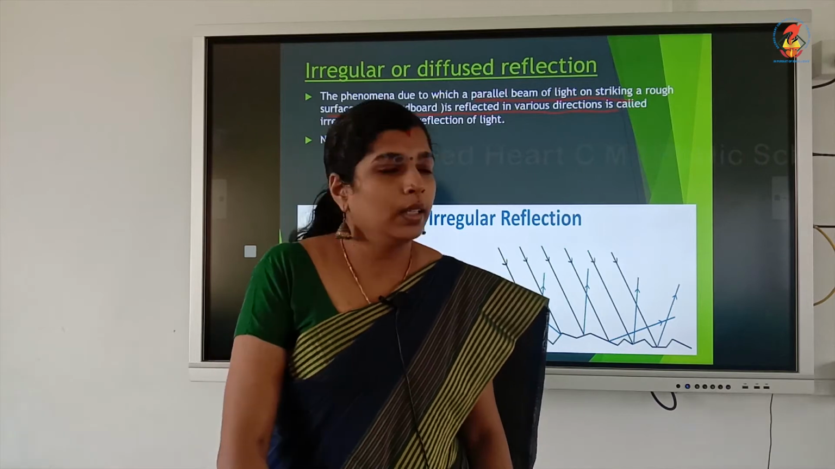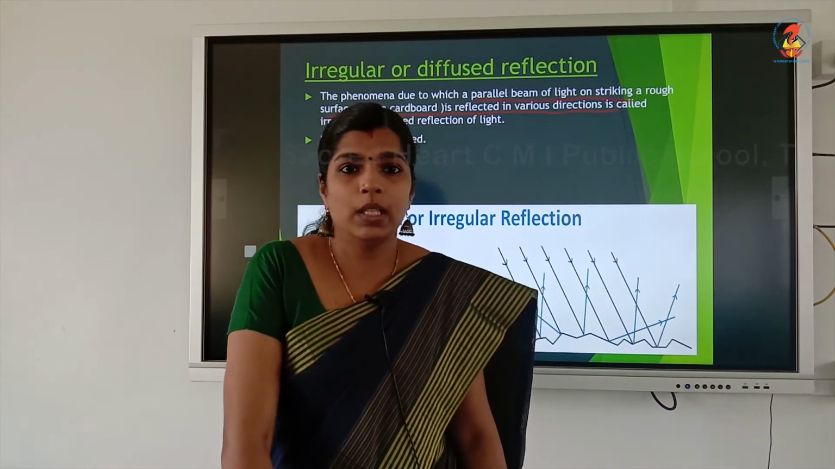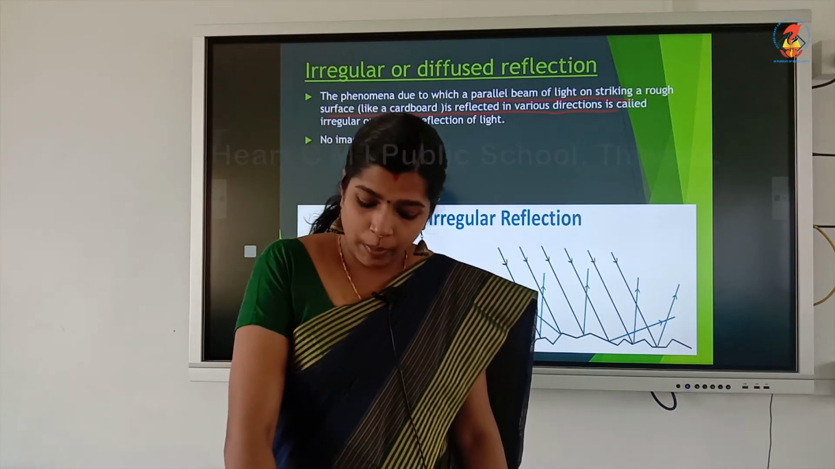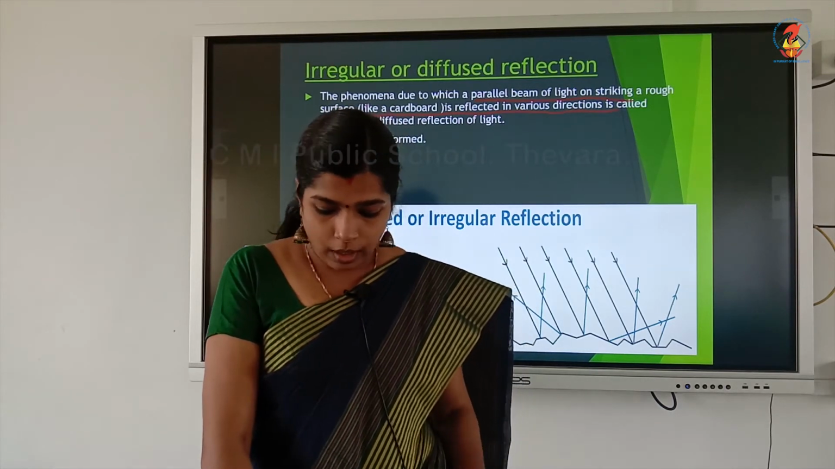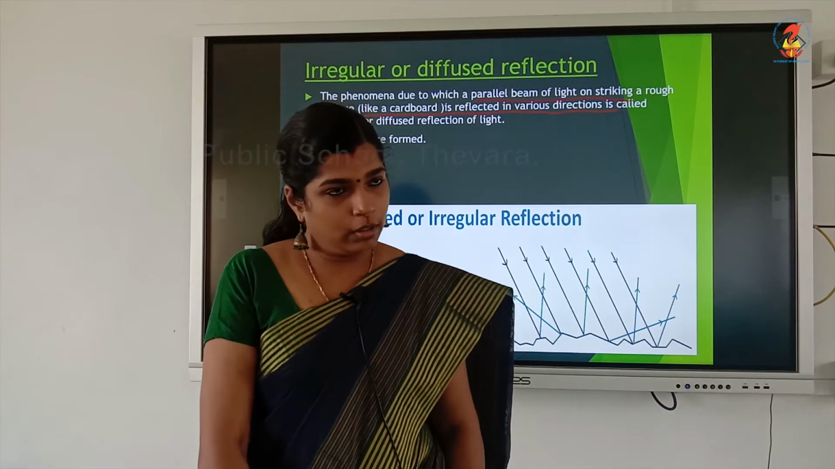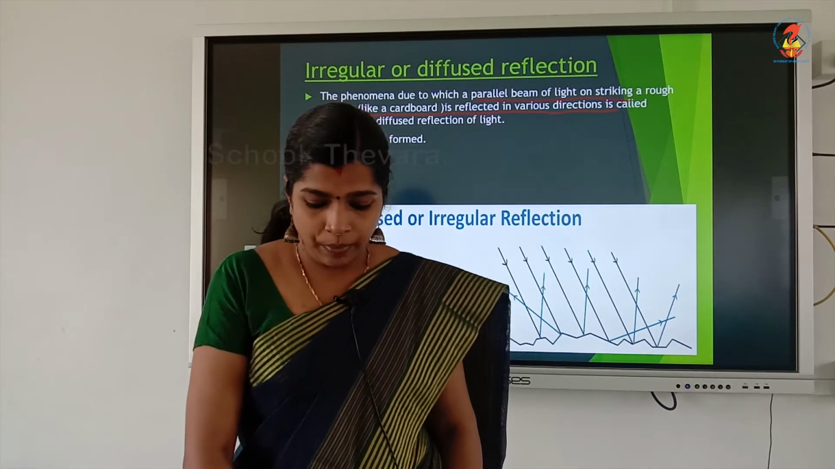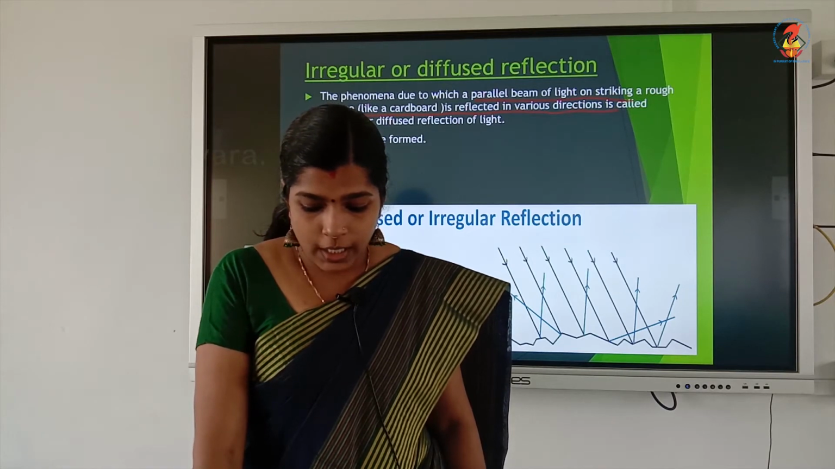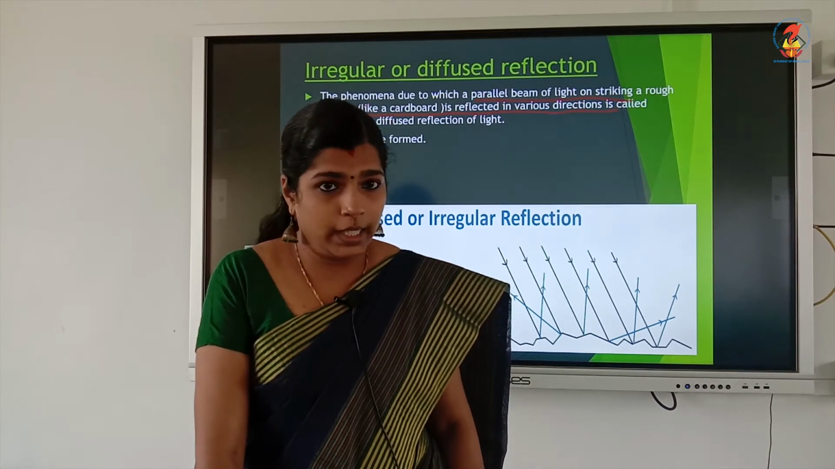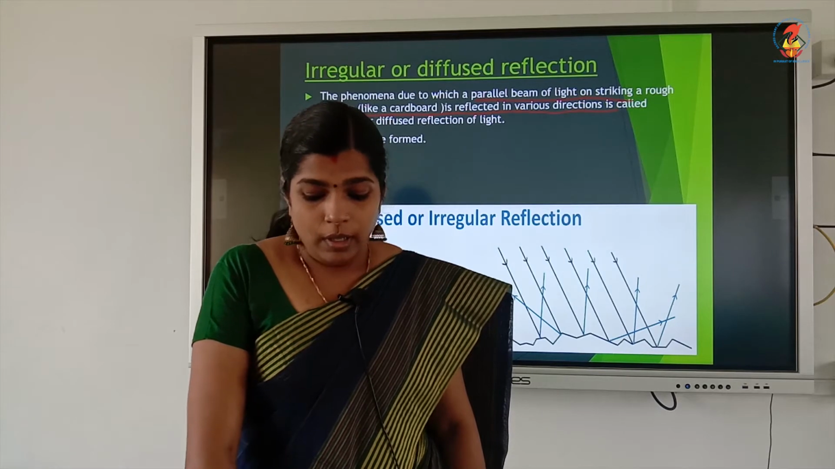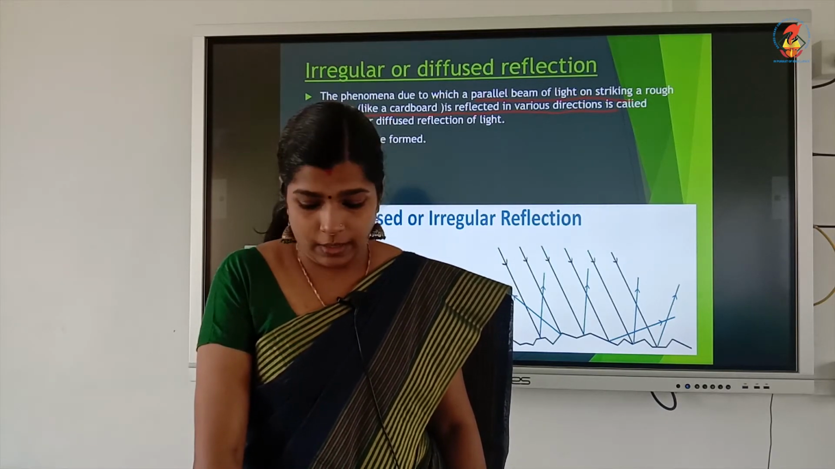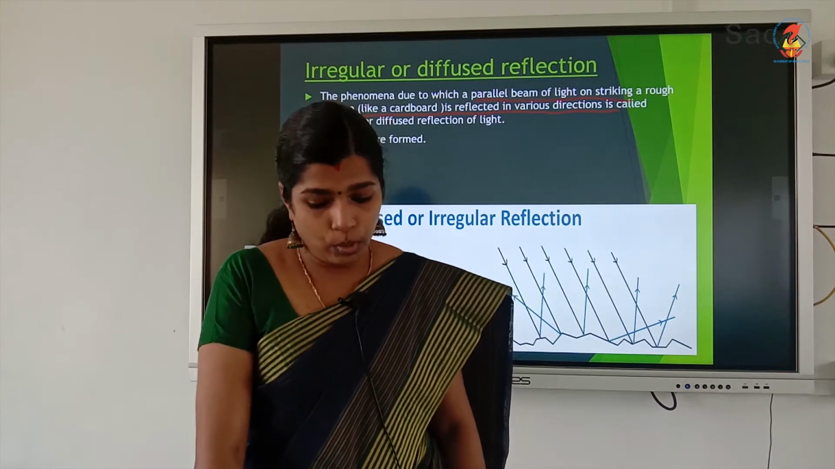Diffused reflection does not mean the failure of the laws of reflection. It obeys the laws of reflection. Everything you see around us is seen due to reflected light. The moon receives light from the sun and reflects it. That is how we see the moon.